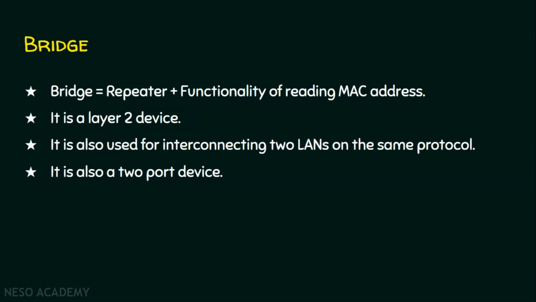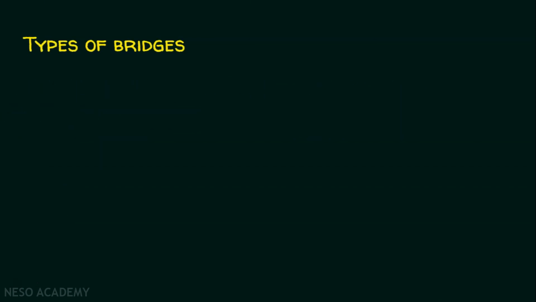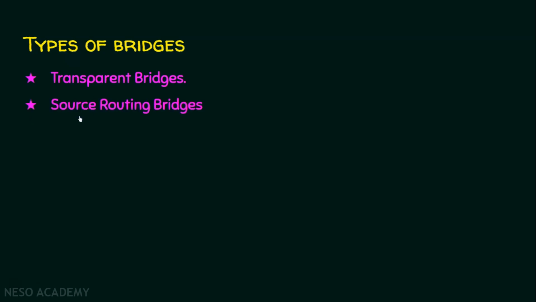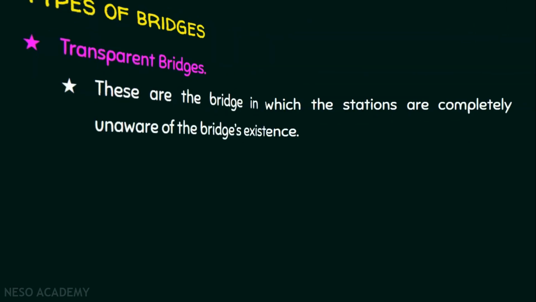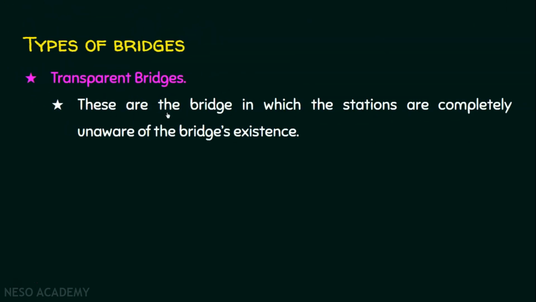Let's have a look at the types of bridges. There are two types of bridges. Number 1, transparent bridges, and number 2, source routing bridges. We will see one by one briefly. Transparent bridges are the bridges in which stations or nodes are completely unaware of the bridge's existence. It means in a local area network, if there exists a bridge, the stations or nodes are unaware of the existence of the bridge. It means we need not do any configuration in the stations.